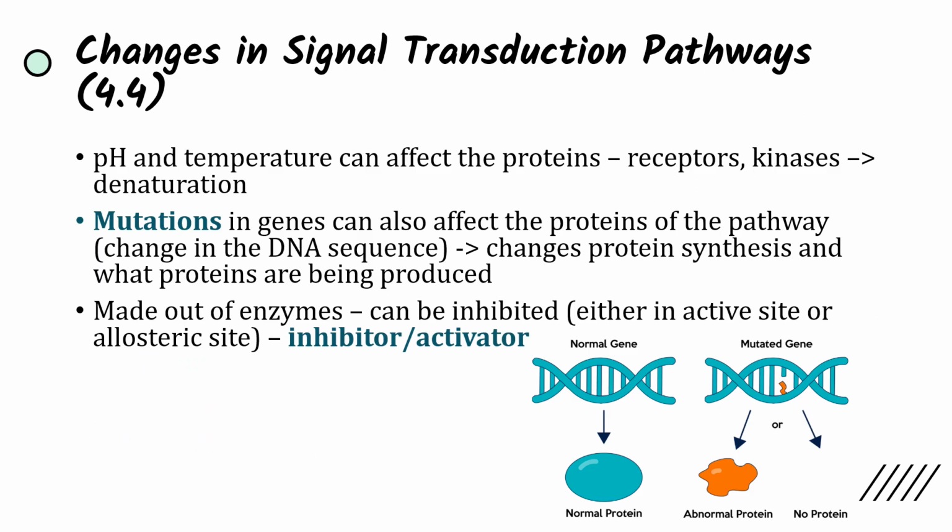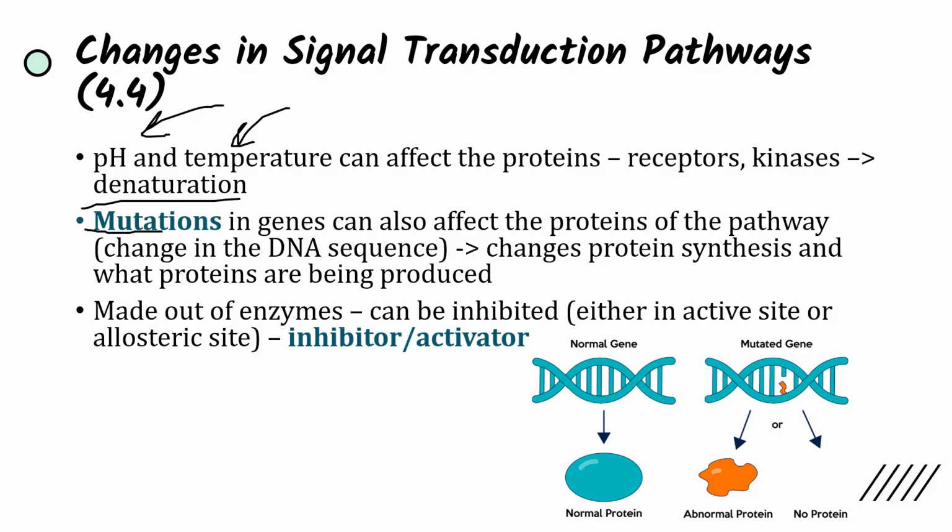Now, it's important to remember that a lot of the components of the signal transduction pathway are going to be proteins, including the receptors and the kinases in the phosphorylation cascade. And when we have a too high or low pH or too high or low temperature, the protein can be denatured because we're not in the optimal zone anymore. And this is going to obviously affect the activity of these components of the transduction pathway.